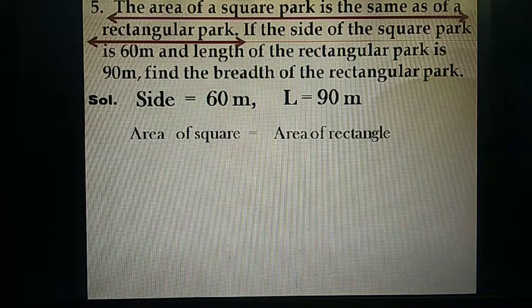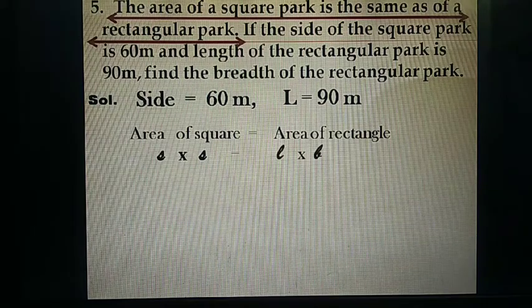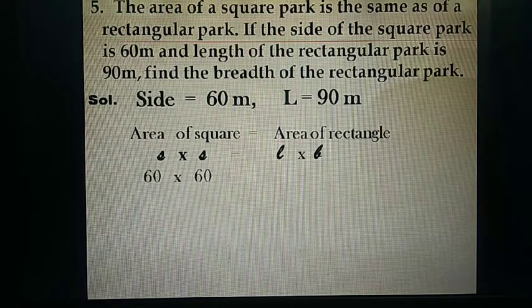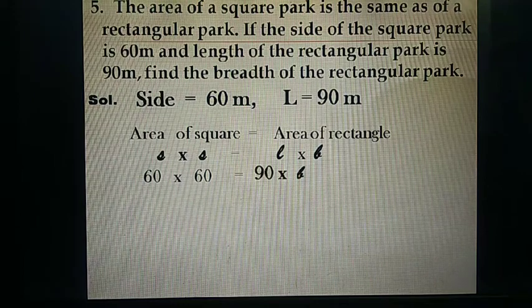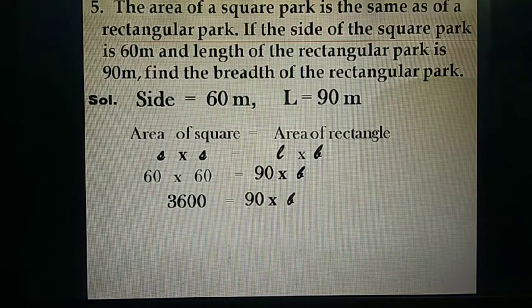Now using this condition, we will solve and find out the missing value. Putting the formulas on both the sides. Area of a square means side into side and area of a rectangle means length into breadth. Putting S as 60, so we will get 60 into 60 and length as 90 and B will come as it is. Multiplying the left hand side numbers, you will get 3600 equals 90 into B.